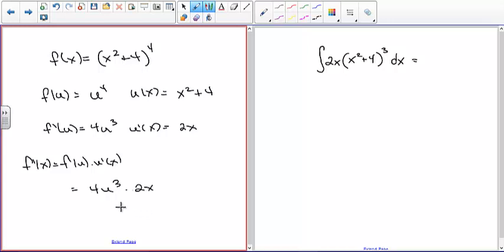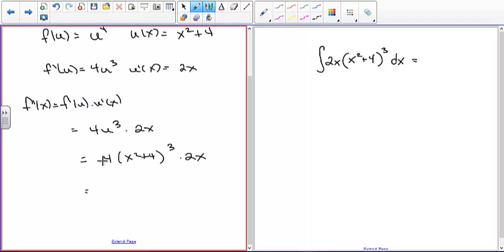And I need to make this in terms of x, so let me go back and see what u was. So I would get 4 times x squared plus 4 cubed times 2x, and then I do a little simplification here. 4 times 2 is 8, and I get 8x times x squared plus 4 cubed. So that's the chain rule.